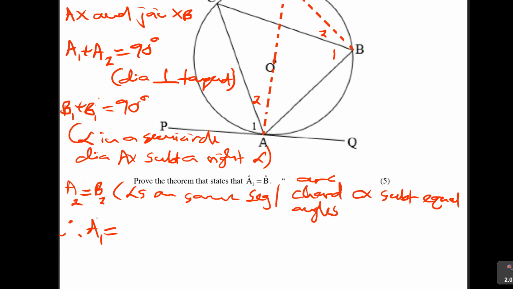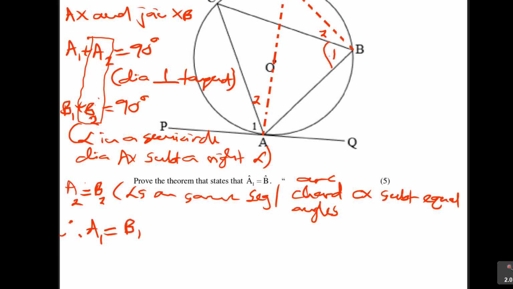Therefore, A1, if A2 is equal to B2, this was A1 plus B2. So these are the same. Look at this. Therefore, if these are equal, it means A1 is equal to what? Is equal to B1. And that's what they wanted.